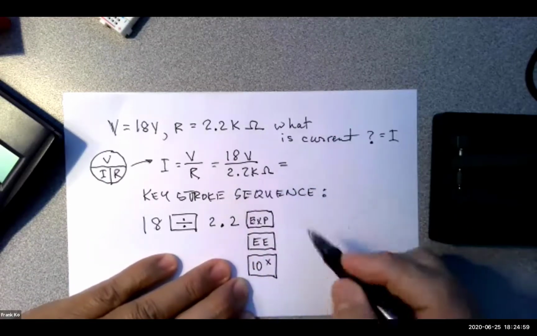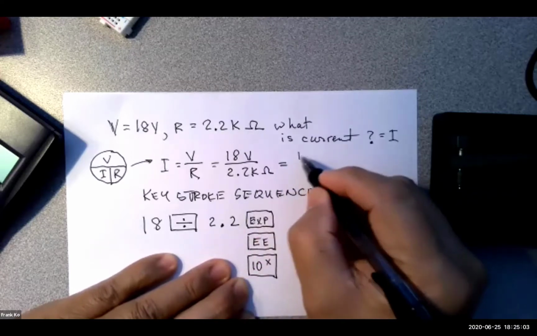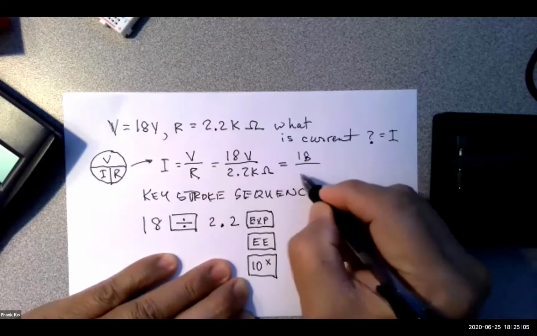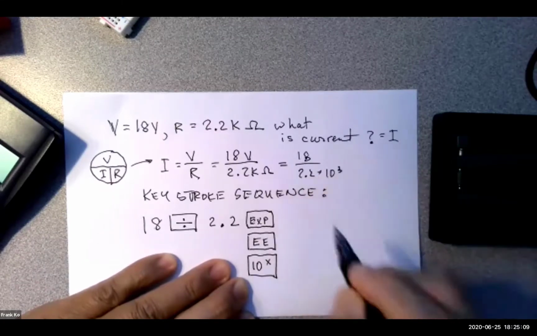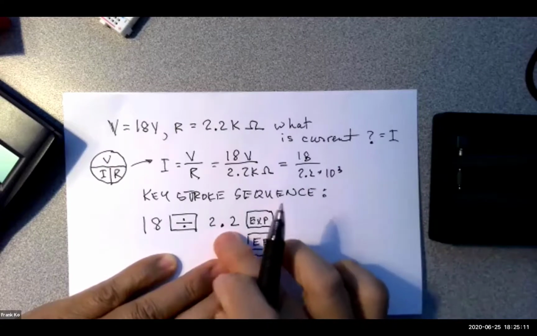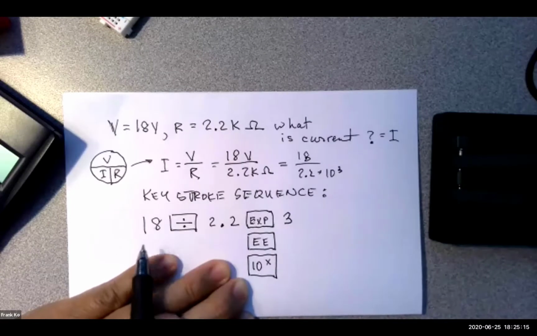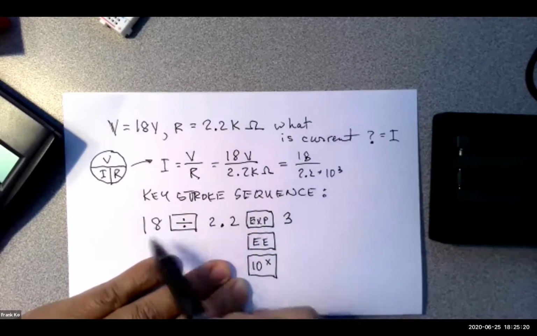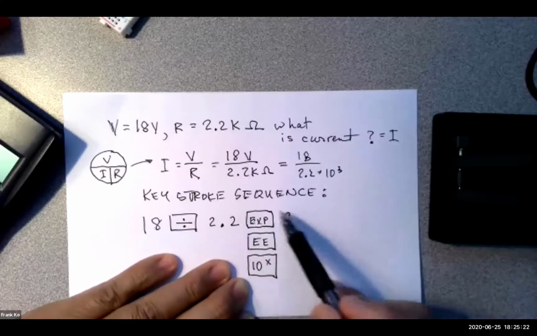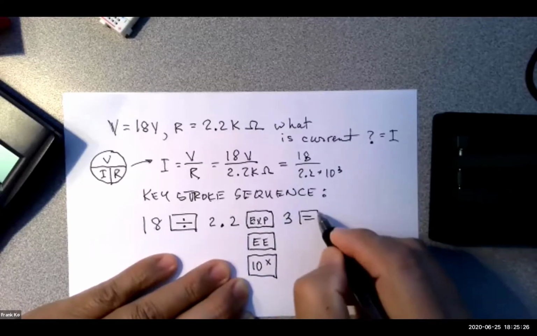Kilo is what power of 10? Kilo is 10 to the power 3. This would be 18 divided by 2.2 times 10 power 3 for kilo. So we have 2.2 EXP 3. By entering this sequence, you have put into your calculator 18 divided by 2.2 kilo. All you have to do now is hit your equal button.